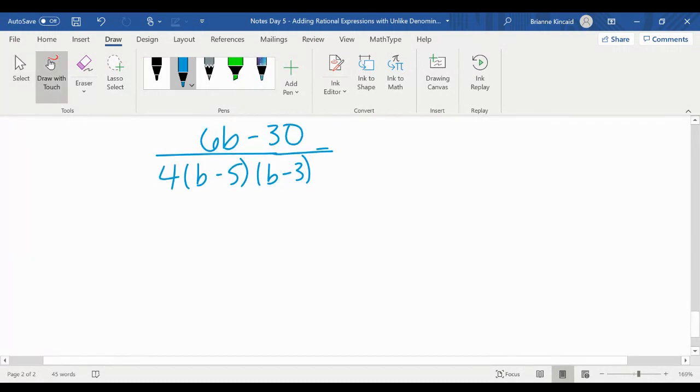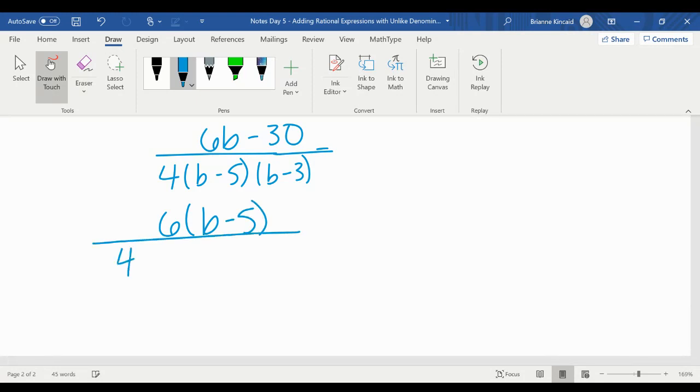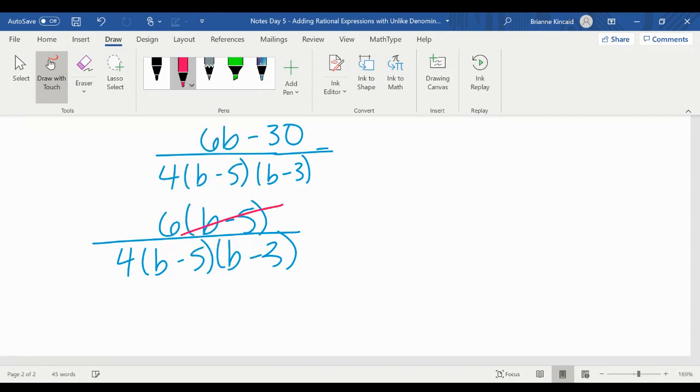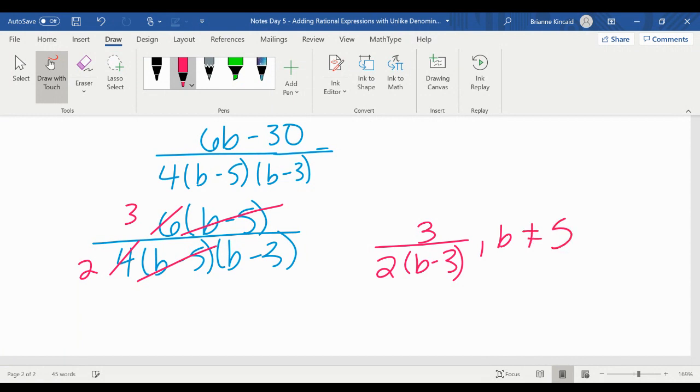I factor out a GCF of 6 in my numerator. So you're left with 6 times b minus 5 over 4 times b minus 5 times b minus 3. And then the final step that we do is we cross out what we can and we list our excluded values. So the b minus 5's eliminate. You also have a 6 over 4. That can reduce to 3 over 2. So your final answer is 3 over 2 times b minus 3. Remember, just leave it in its factored form with an excluded value of 5, because 5 minus 5 would give you 0 in the denominator.